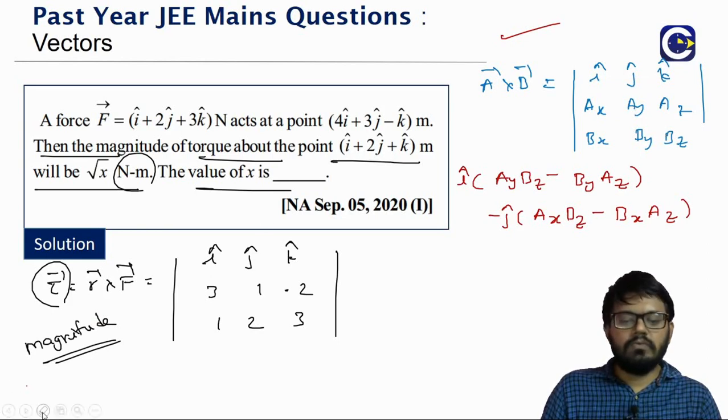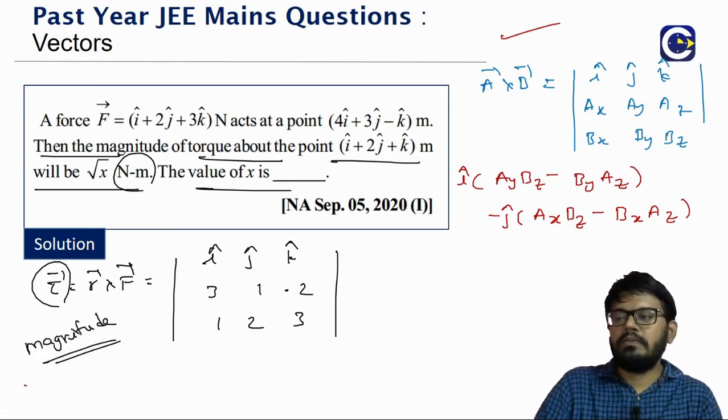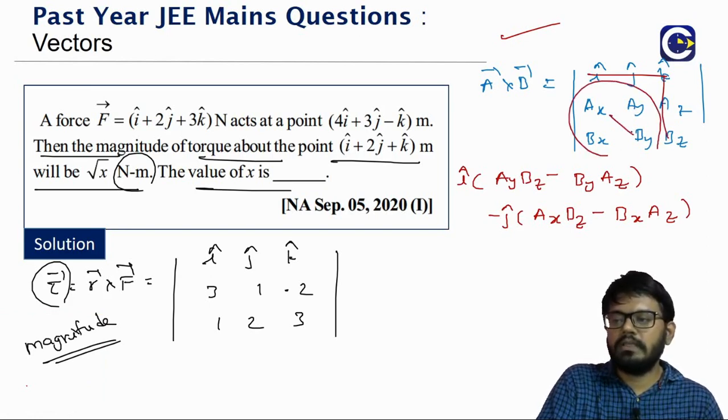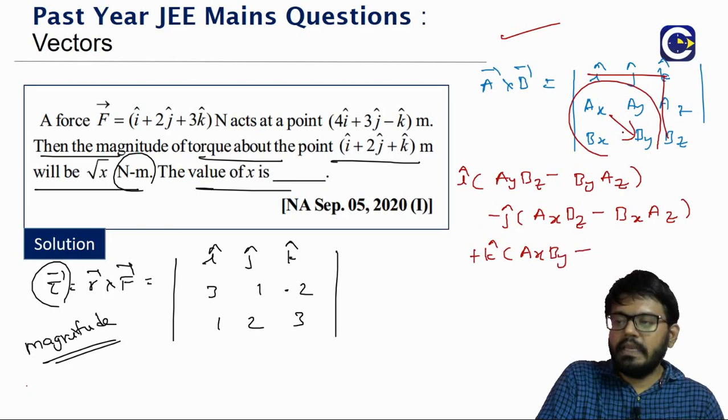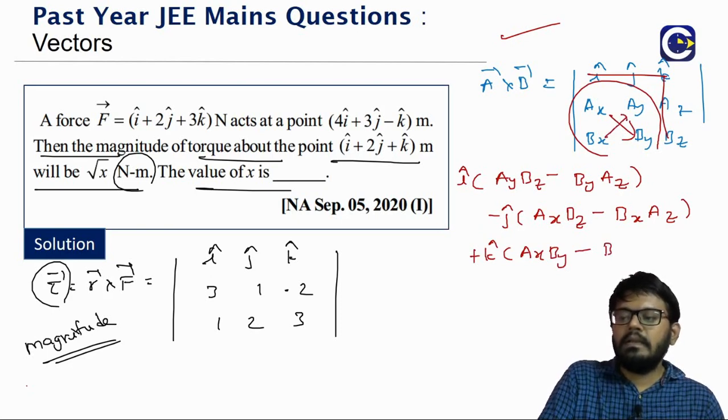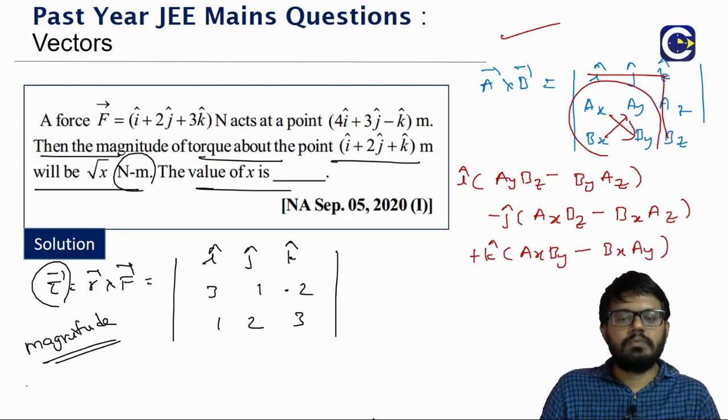Then we have to look at the component of K, so that row and column where the K is present, we will cancel it off. The remaining part is what? Look at this, AXBY minus BXAY. So in this formula as it is, we have to substitute the values.